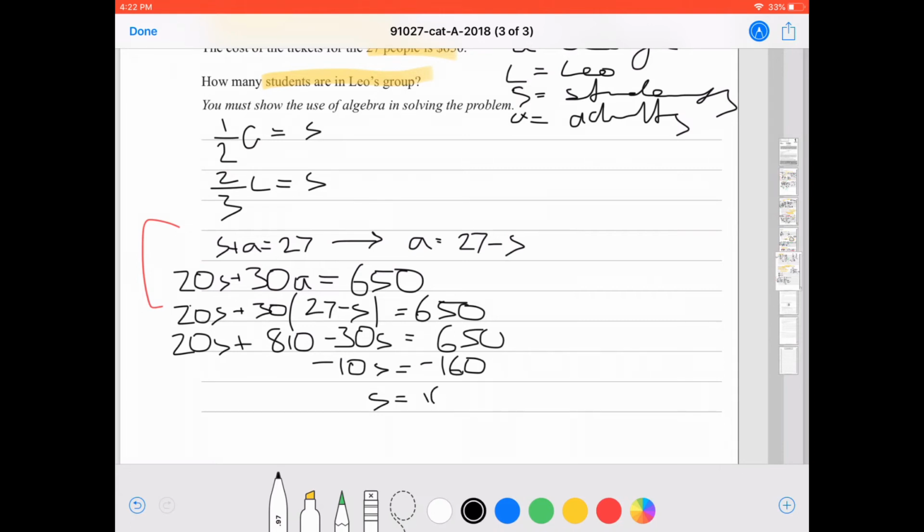Okay. And if we say A equals 27 minus S, well, we know what S equals, so that's 27 minus 16. Therefore, A equals 11. Okay, so that's the first part.